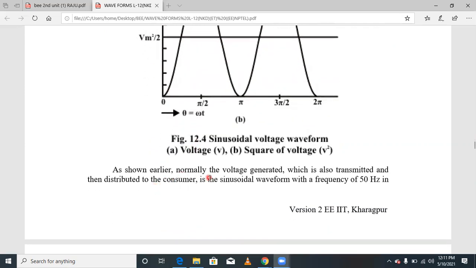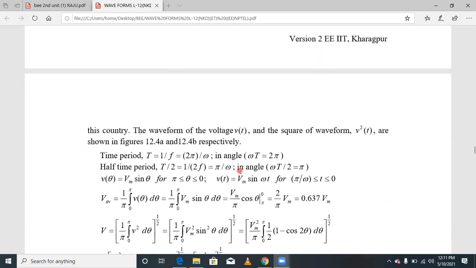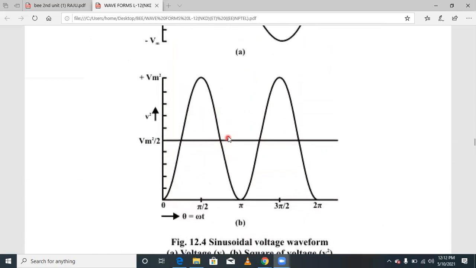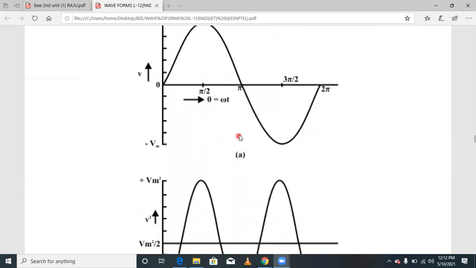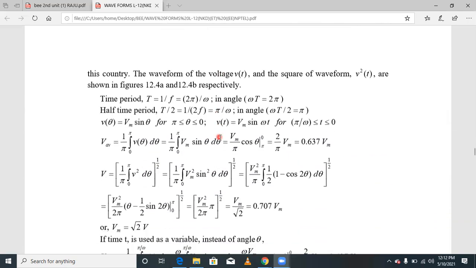As explained in the previous lecture, the voltage generated by generators is transmitted and then distributed to the consumer. It is a sinusoidal waveform of frequency, our Indian standard frequency, 50 Hz in our country. The waveform of the voltage V of t and the square of the waveform V square of t are shown here. The standard frequency is 50 Hz only.